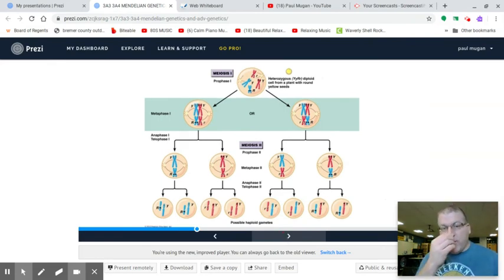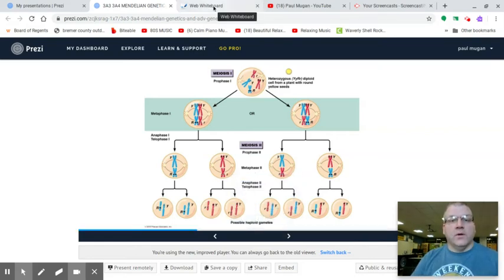So here we have the process of meiosis. Okay, we're following two traits, the seeds that are yellow and the seeds that are round. Yellow and round are dominant in this instance, so recessive here would be green and wrinkled. And let's take a closer look at how this will work.